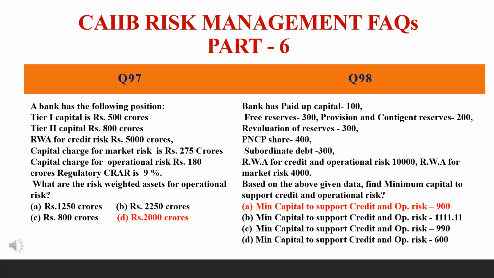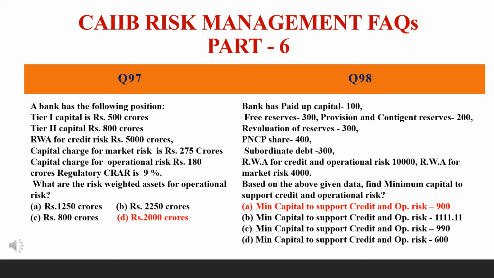A bank has a paid up capital of 100. Listen carefully, look at the question. Free reserves 300, provision and contingent reserves 200, revaluation reserves 300, PNCP share is 400, subordinate debt is 300. What is the risk weighted assets for credit and operational risk? Both together they have given is 10,000, and risk weighted assets for market risk 4,000. Based on the above given data, we need to find out the minimum capital to support credit as well as operational risk. Four options they have given us.